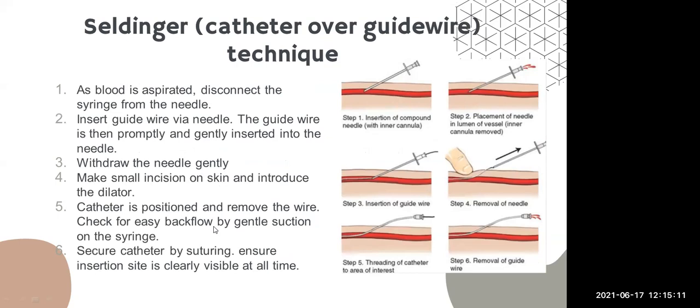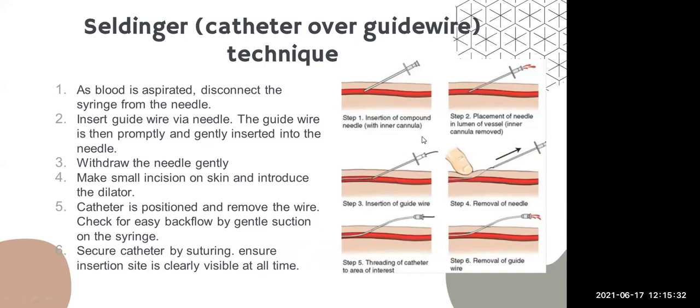And the catheter is positioned, remove the wire and check for easy backflow by gentle suction on the syringe. And secure the catheter by suturing and ensure the insertion site is clearly visible at all times. So this picture very clearly illustrates what I was talking about.